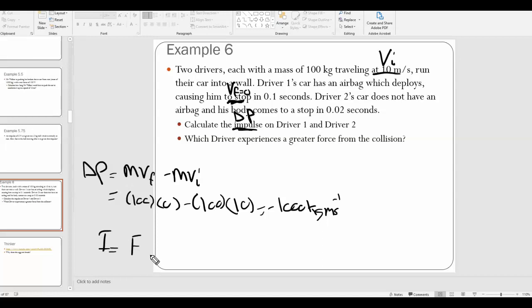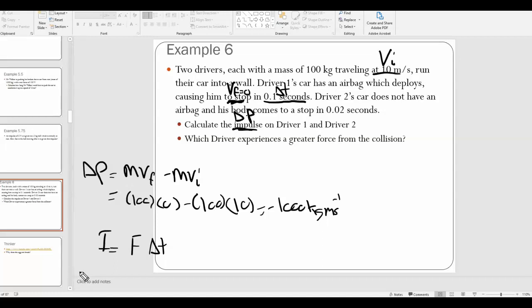And so remember, impulse is F delta T. So let's assume here that the force is constant so we can use this equation. Driver 1 has an airbag, and so driver 1 stops in 0.1 seconds. That means that the force that's acting on driver 1's face lasts for 0.1 seconds. So that's my delta T for driver 1.